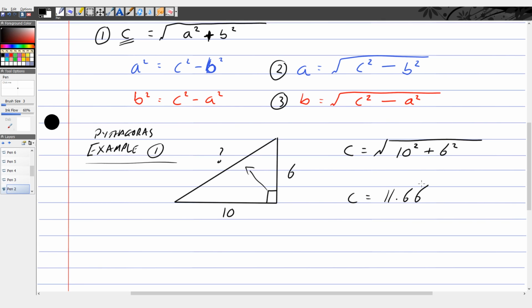And that's that. So that's finding the hypotenuse when we know the other two side lengths. You need to know 2 side lengths, and they would never ask you to use Pythagoras if you only knew 1 side, because you can't do it.